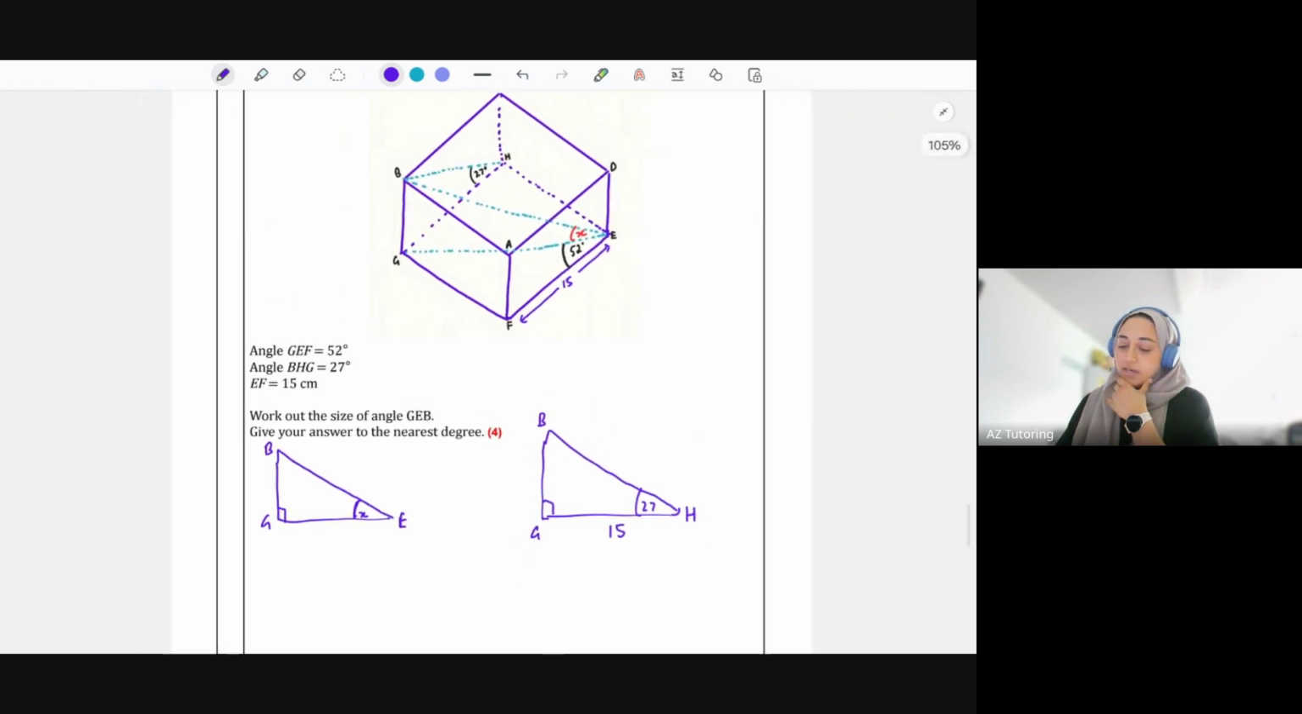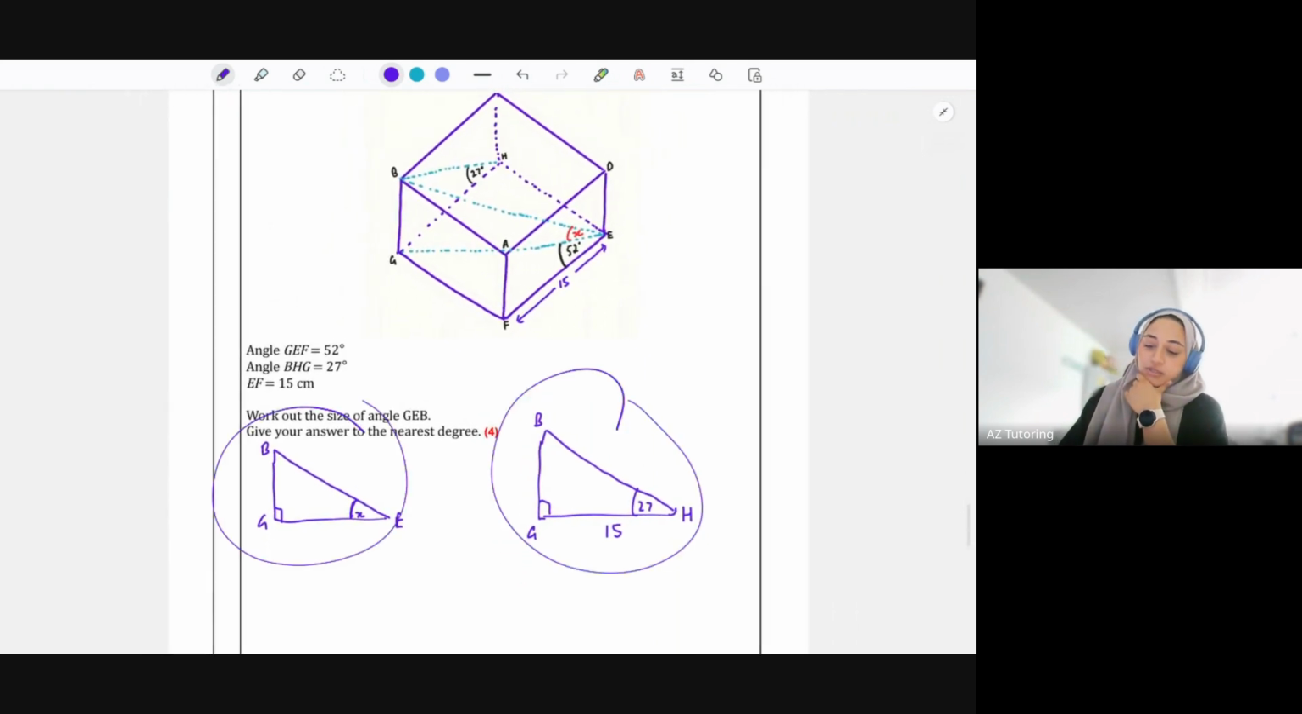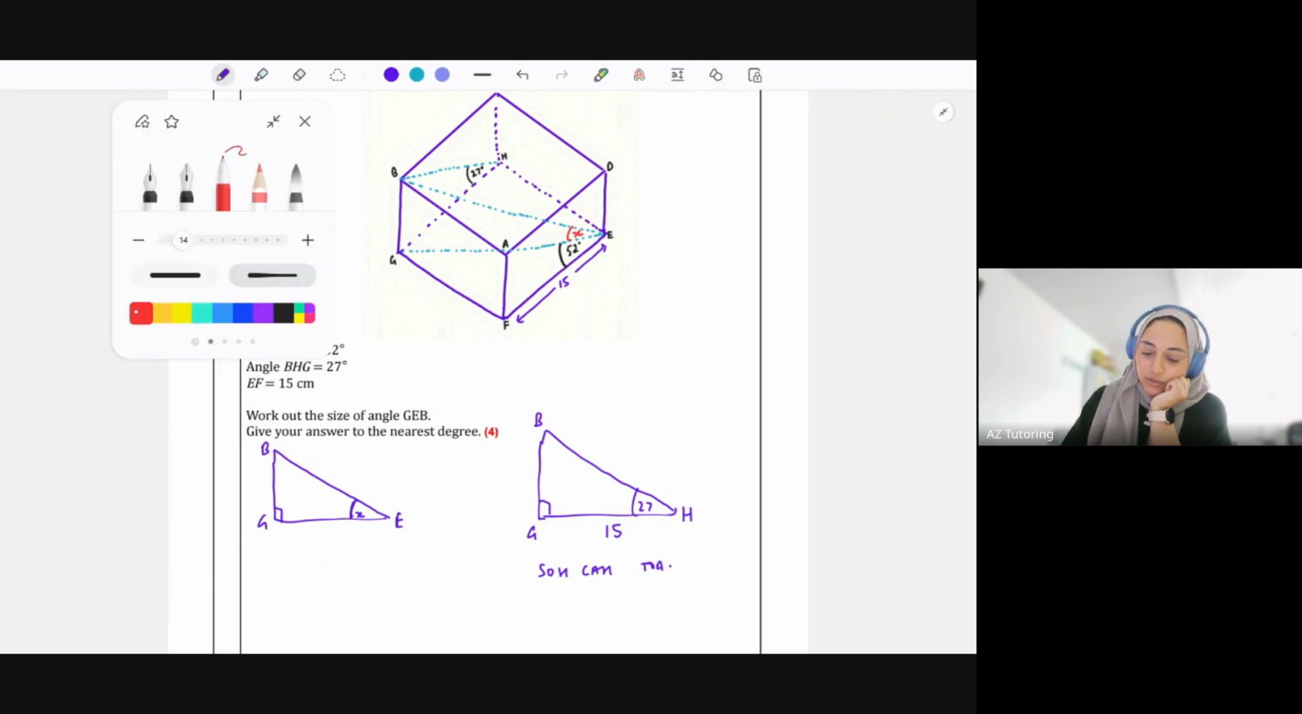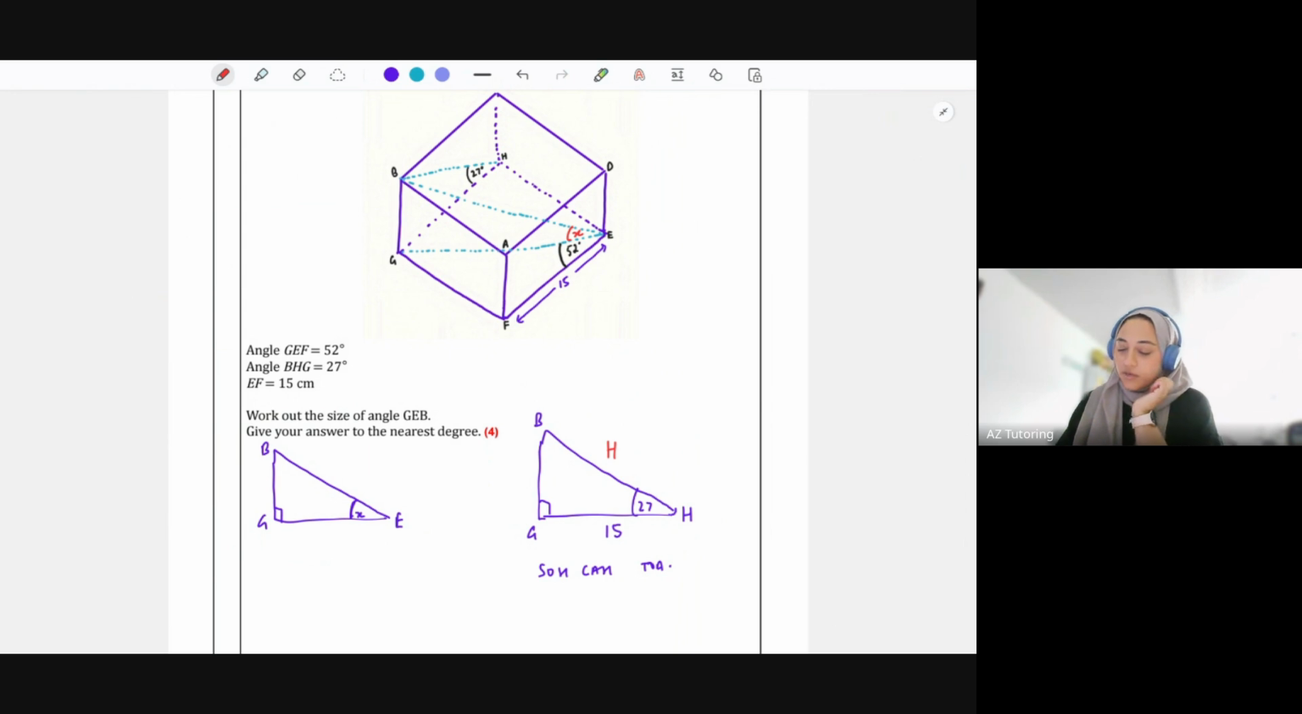Now, what can I find from this triangle that will help me with this triangle? Well, this side here. If I find BG, I can put it there. So let's find BG. We can't use Pythagoras because we've only got one length. So we're going to be using SOHCAHTOA. So let's label the triangle. This is hypotenuse because it's opposite the right angle. This is our adjacent because it's next to the 27, and this is opposite.